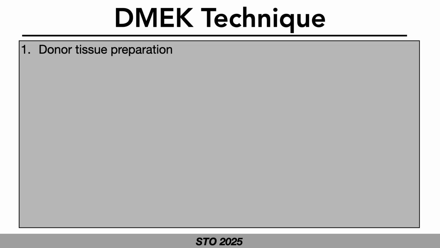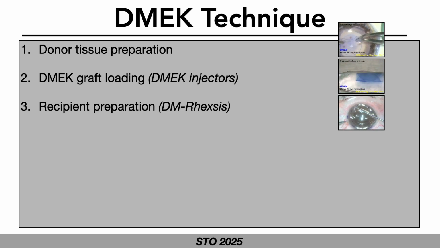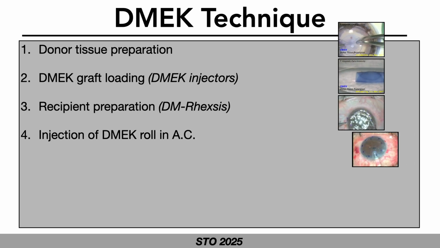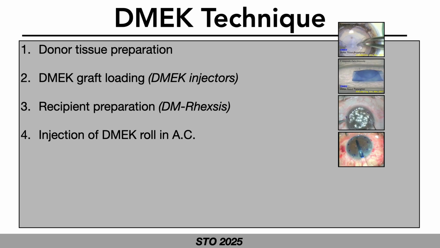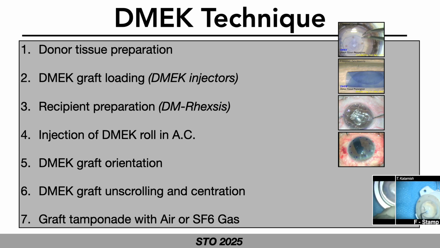The DMEK technique has too many steps: donor tissue preparation, the DMEK graft loading, recipient preparation, injection of the DMEK roll in the anterior chamber, and after injecting the DMEK roll in the anterior chamber, we start the DMEK graft orientation, the DMEK graft unscrolling and centration, and finally gas or air tamponade with SF6 20%.